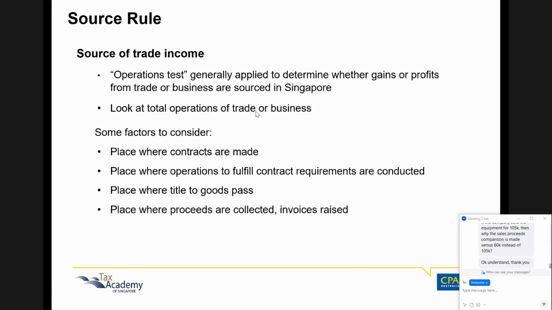Generally, trade-wise, there shouldn't be an issue. Let's say your business is here, generally your income is sourced here. Although your customers may be overseas, this is where you conduct your business and trade. I say generally, but sometimes, who knows? Sometimes there may be dispute, but I say generally.